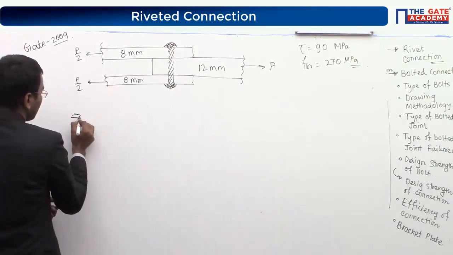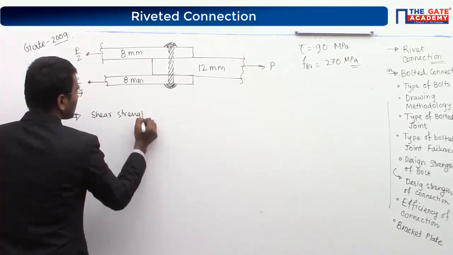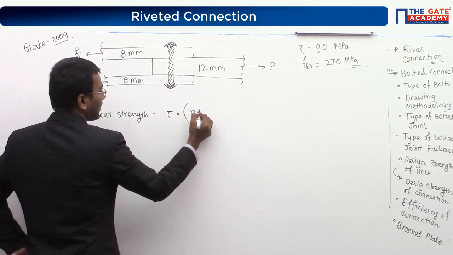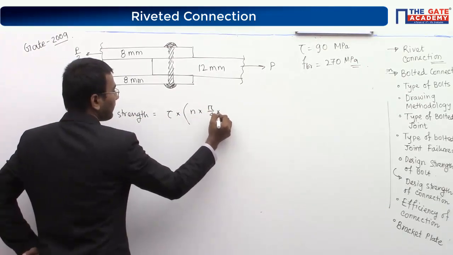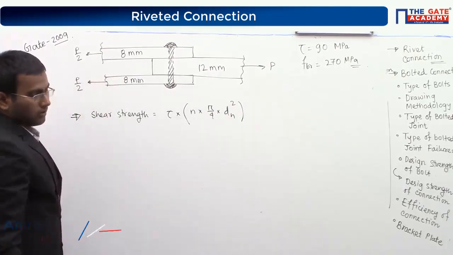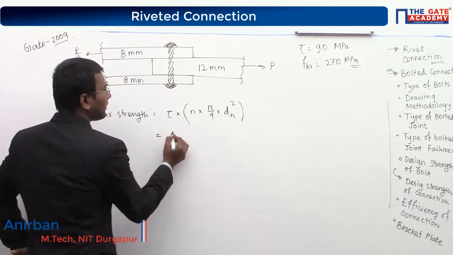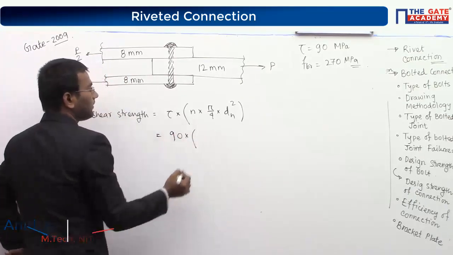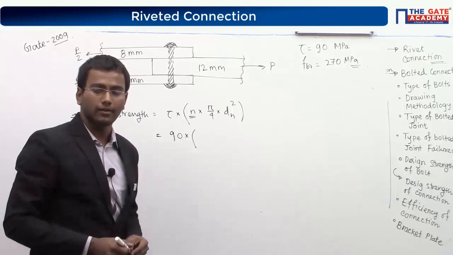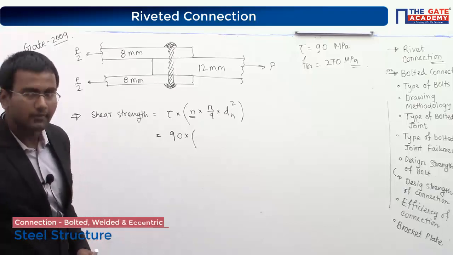See here, shear strength. So you can find out for shearing strength, shear stress multiplied number of planes multiplied pi by 4 into whole diameter square. Now see here again, if I talk about shear stress, given data 90, number of shear planes. Now tell me how many number of shear planes are present here by looking at the diagram. Somebody, number of shear planes.